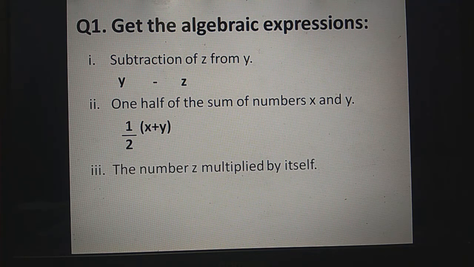The number z multiplied by itself. First you will write z multiply by itself and you will get z square. Because we are multiplying variable by itself, there are two variables now, so you can write it as square.